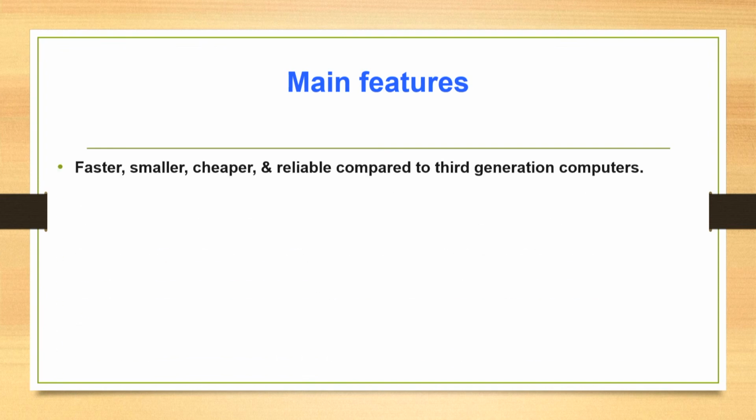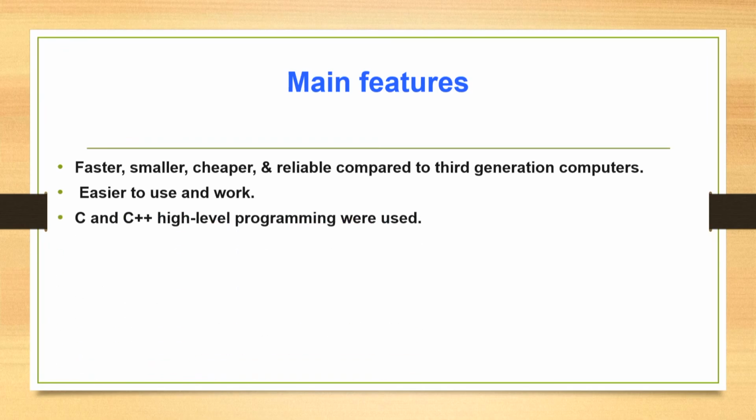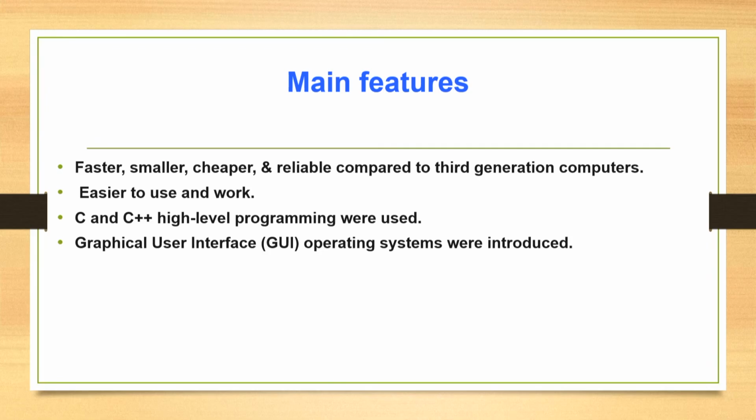So, this is the image of a fourth generation of computers. What are the main features of the fourth generation of computers? Obviously, it is faster, smaller, cheaper and reliable compared to the third generation of computers. It is easy to work because of the high level languages that are provided and that can be used to design a program during this generation. C and C++ are the high level programming languages which were used during the fourth generation of computers. It has a graphical user interface operating system.